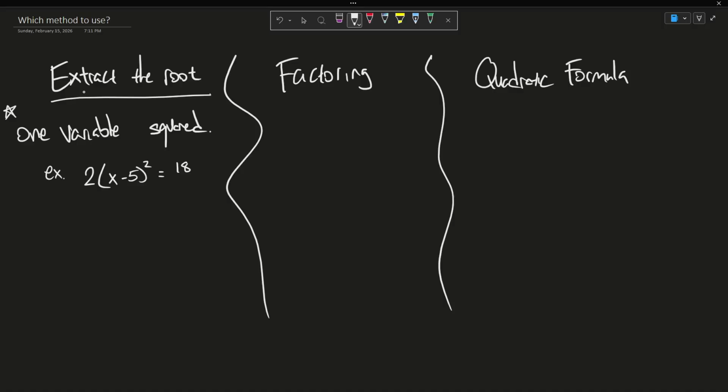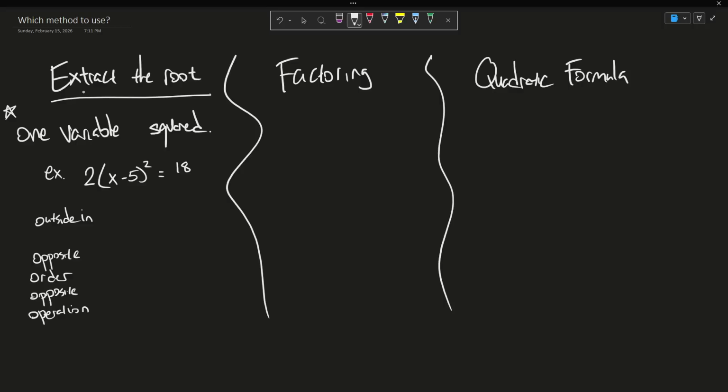To solve it, you can go back to my past video, but some acronyms we have is you want to work outside in, or you want to work opposite order, opposite operation. So make sure you look back, make sure you know how to solve these, but we're just going over how to identify which method. Extract the root is very distinct.